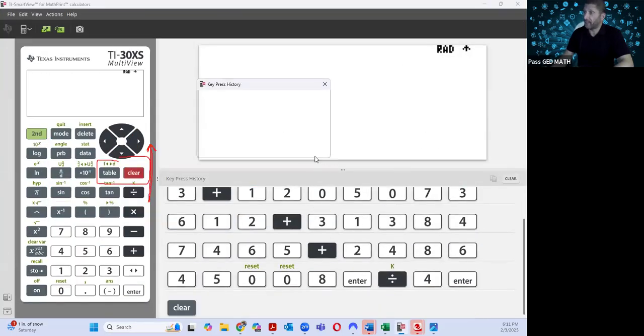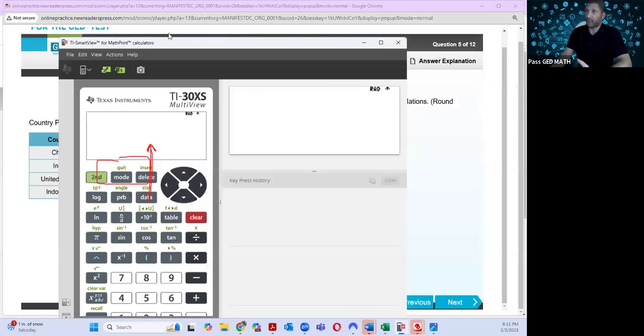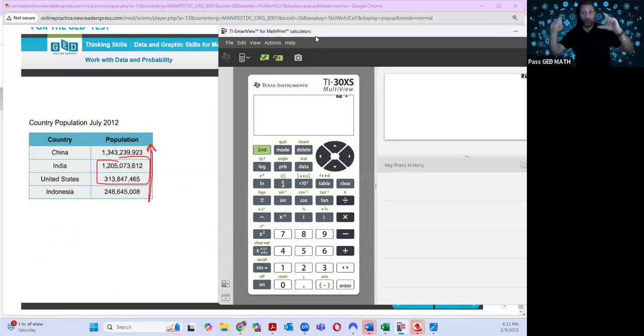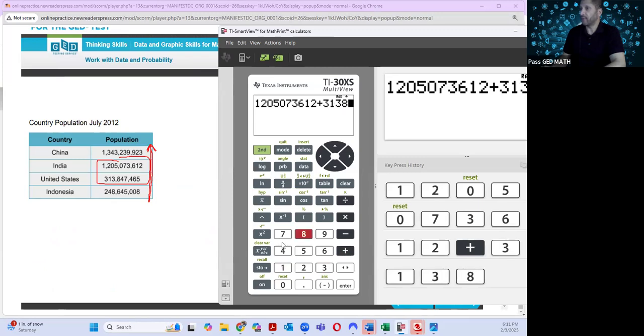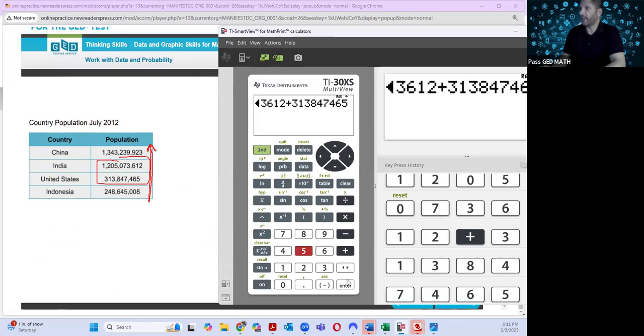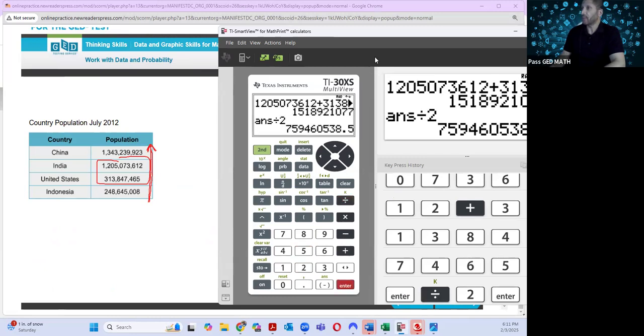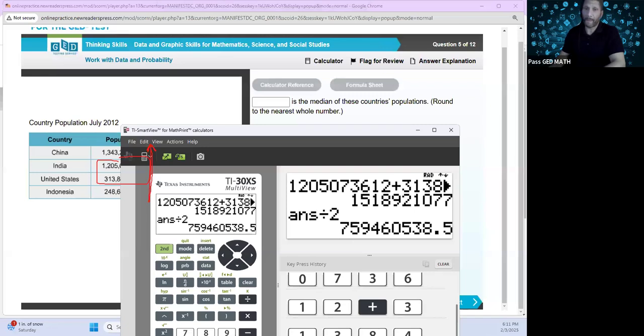But we know what to do. We know what the median is. The median is the middle. You don't get yourself all worked up. Find a middle number. If it's an even amount, you take the two in the middle. If it's an odd amount, there's only going to be one in the middle. So we're going to take 1,205,073,612 plus 313,847,465. We're going to add those up, divide by 2, and we get, write it down, 759,460,538.5. It says round to the nearest whole number.